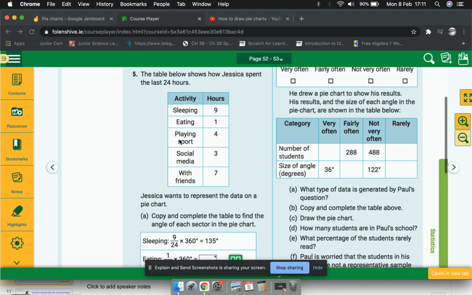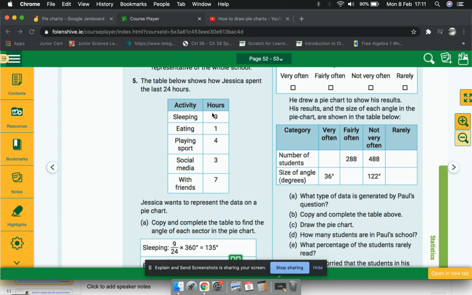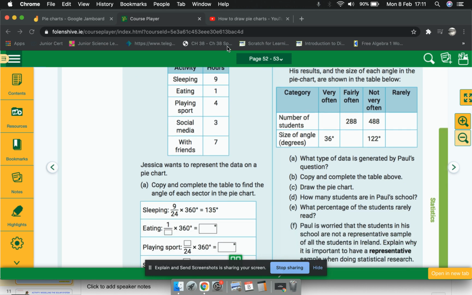I wonder why they have that fraction there. Well, if you add up all the hours, you get 24 hours. So that's 9 out of 24. If we want to convert this into an angle, what you always do is you multiply by the total degrees of a circle, which is 360. So that's why they multiplied by 360 and they got an answer of 135 degrees.